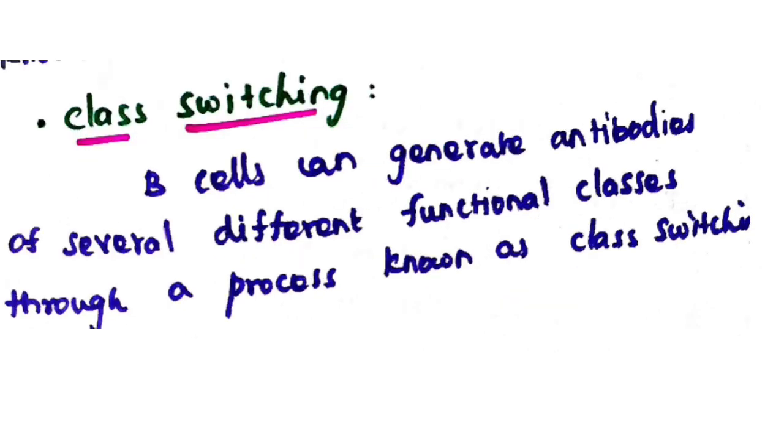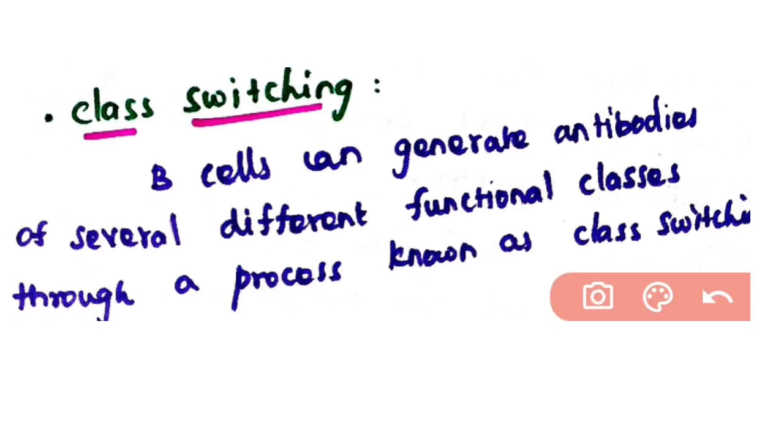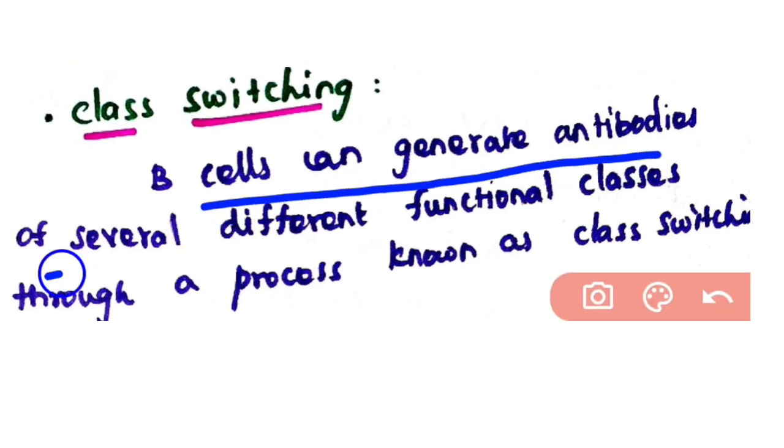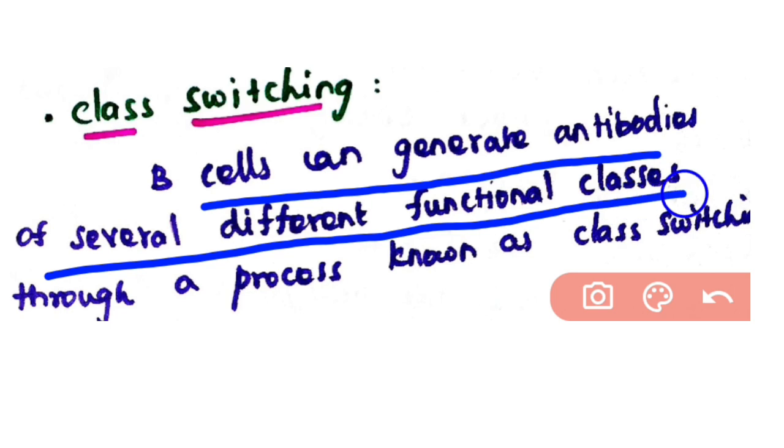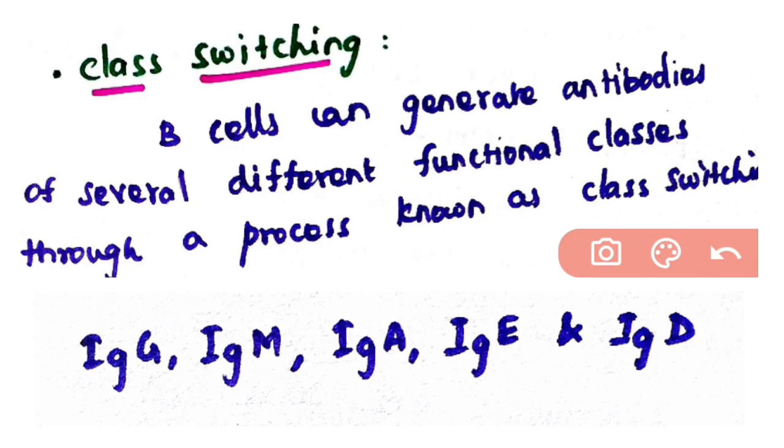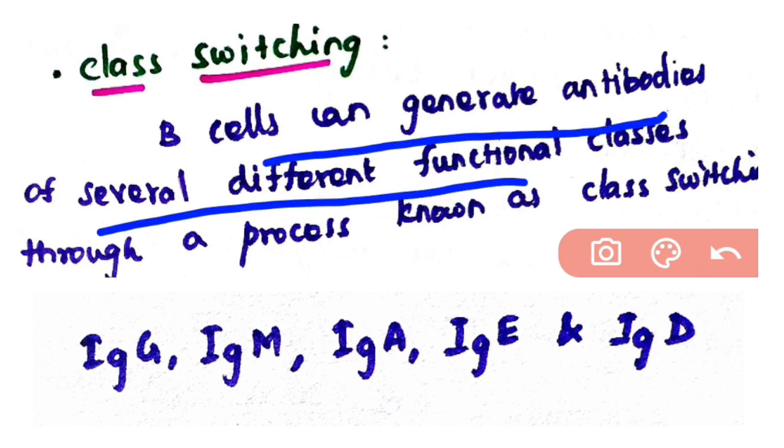Then there are different types of antibodies. Different types of antibodies are produced by B cells by the process known as class switching. We have 5 classes of antibodies, and each antibody has a different function. These classes are IgG, IgM, IgA, IgE and IgD.